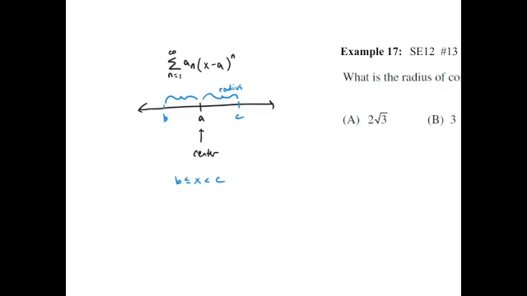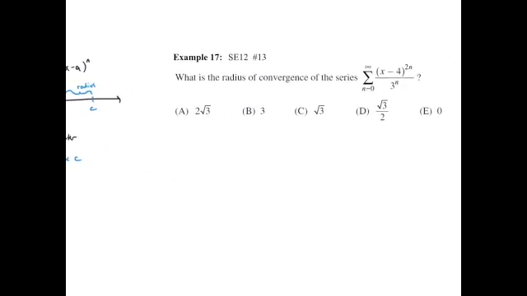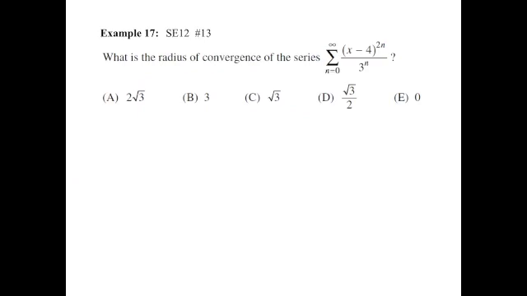The radius literally notates the space between the center and the outer edge of the interval, not showing divergence or convergence at the outer edge of the interval. So the radius is simply the distance from the center to the outside edge of the interval of convergence. When we're being asked about the radius of convergence, that's what we're being asked to find.